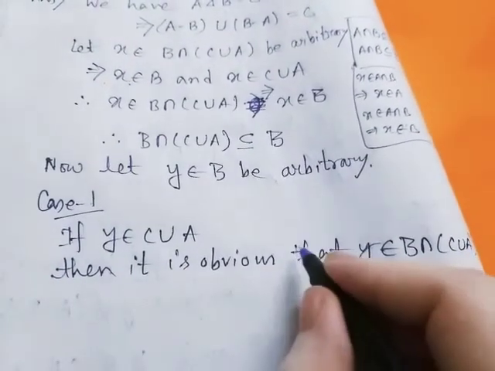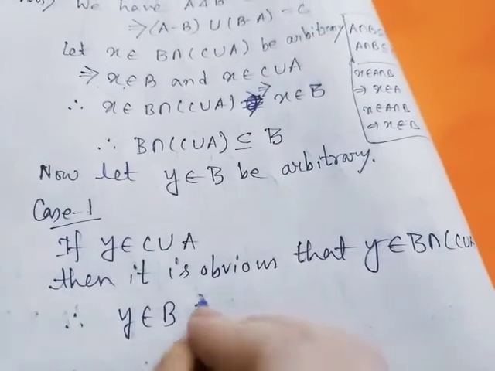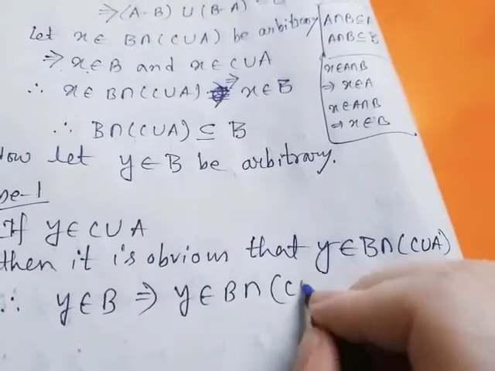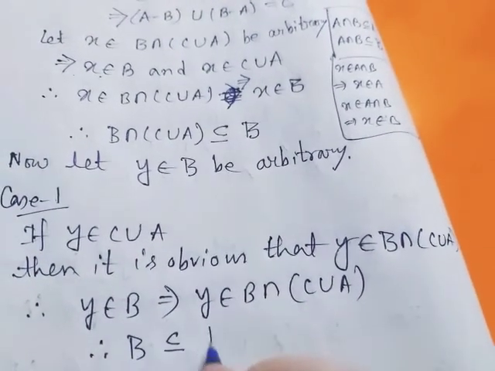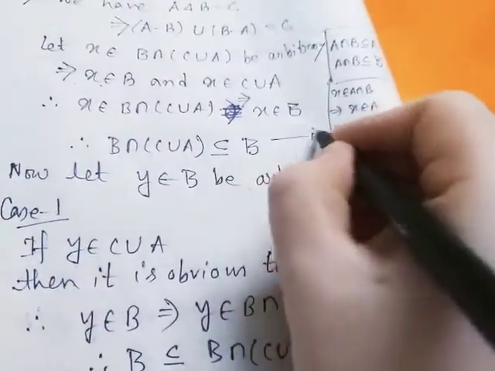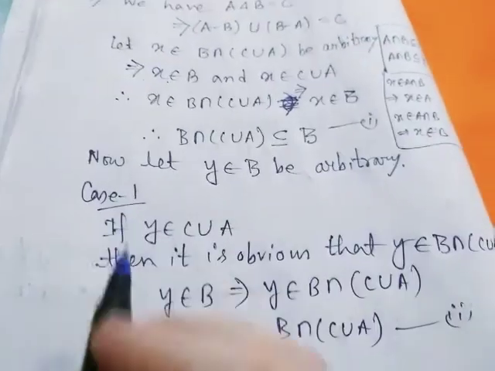Therefore, we start with Y belongs to B, and we get Y belongs to B intersection (C union A). Therefore, B is a subset of B intersection (C union A). We name it 1 and we name it 2. Now, case 2.